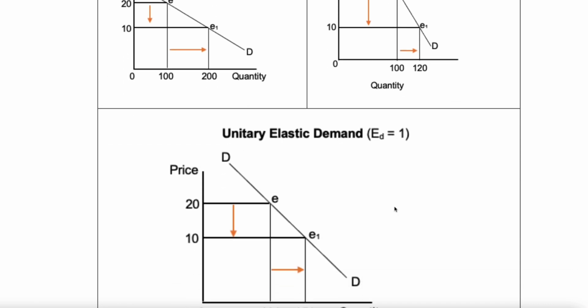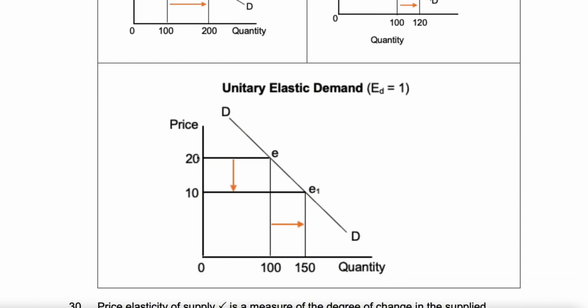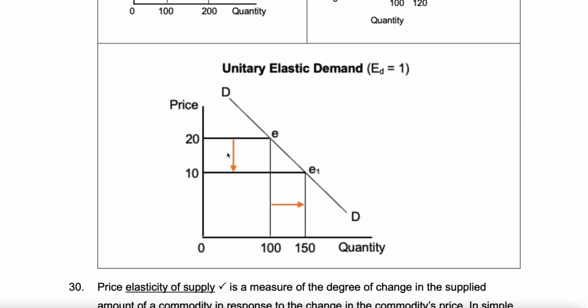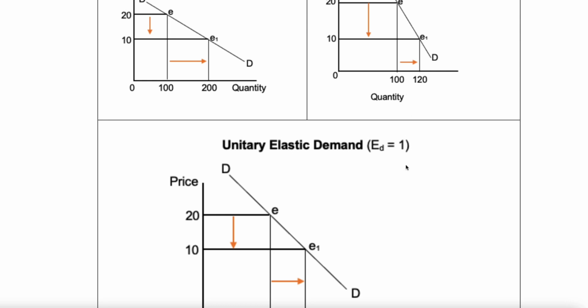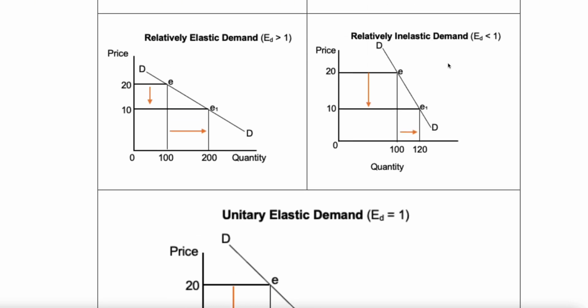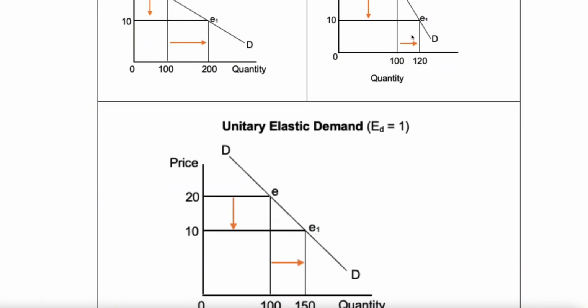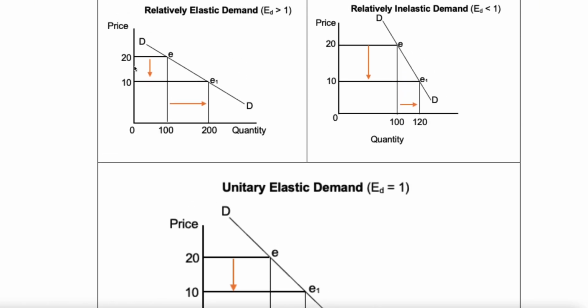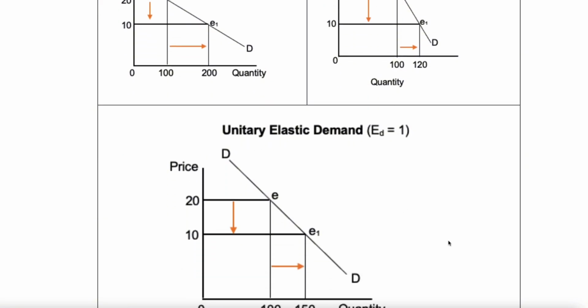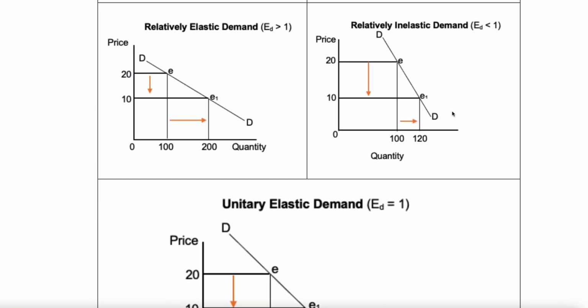Then unitary, it will go up or down by the same magnitude. See, it went down by 50%, this went up by 50% because it went from 100 to 150. Here it went from 100 to 120, that's less than this, but this is more. So this is more elastic than this because 120, 150, but this is 200, that's even more. But to the same magnitude, 20 to 10, 20 to 10, 20 to 10. What makes the difference is how elastic each demand curve is.